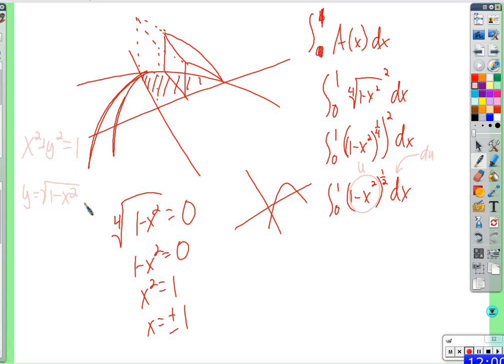Function x squared plus y squared equals 1. If you were to graph that, it would be a circle with the radius of 1. If you solve for y, you get our function over there, the square root of 1 minus x squared. So this is the area of a quarter of a circle.